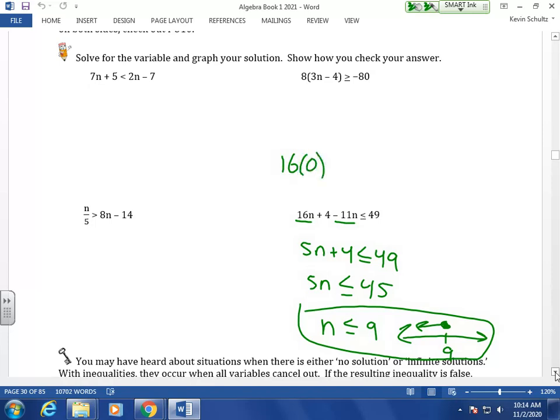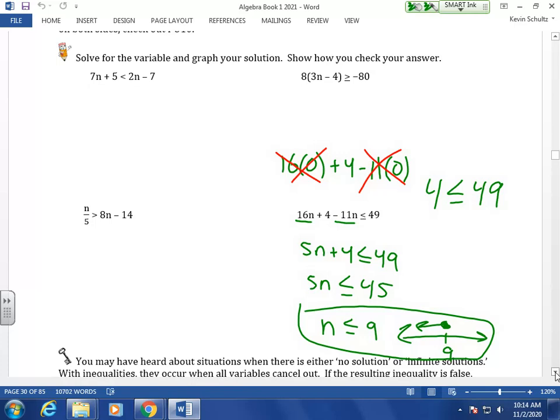Cancels out. What happens to 11 times n, or negative 11 times n, when I put in 0? It just cancels out. So by plugging in 0, I can eliminate all those variable terms because they equal 0, and I'm left with positive 4 is less than or equal to 49. And so I can be confident that my answer is right.